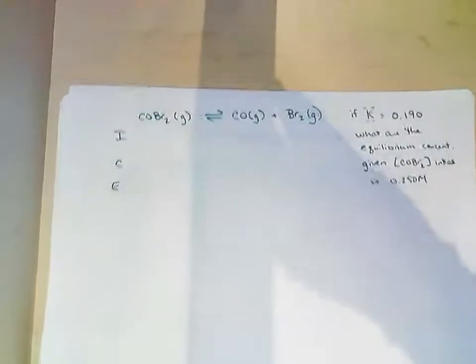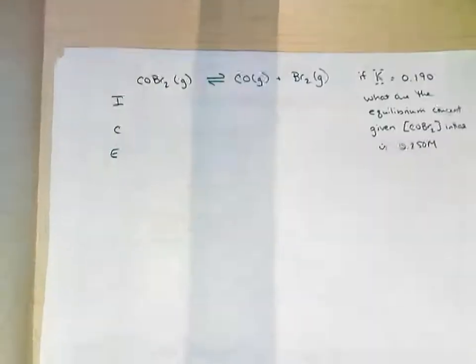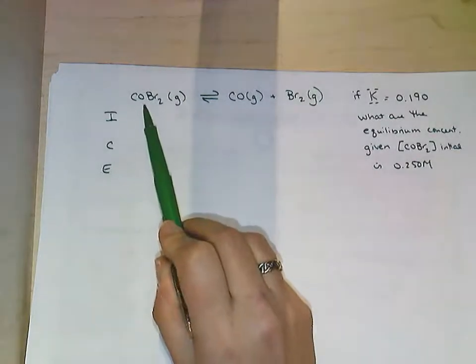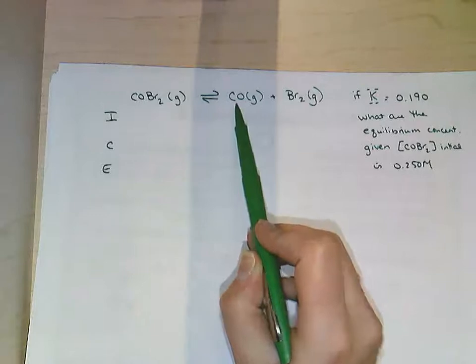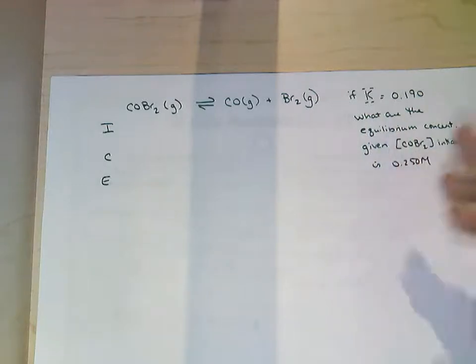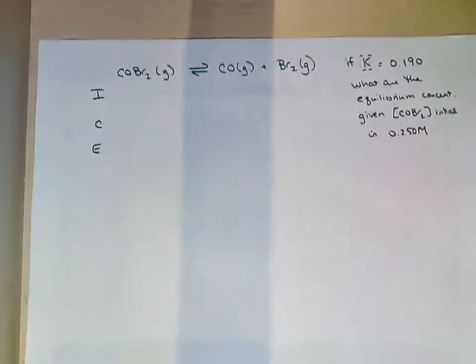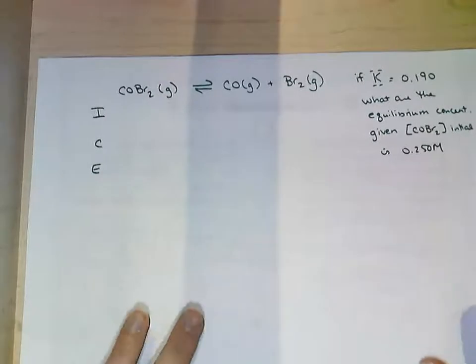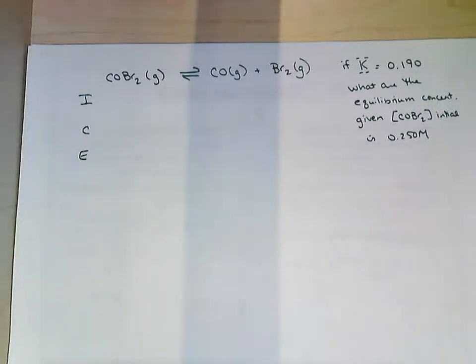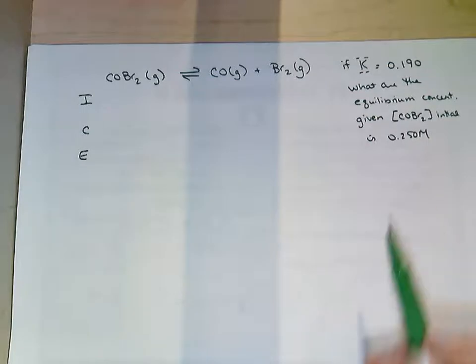Alright, so where we left off last time, we were looking at making these ICE charts. So here we have another reaction. We have COBr2 in equilibrium with carbon monoxide and bromine gas. If I know that the equilibrium constant is 0.190, the question is, what are going to be the equilibrium concentrations given the equilibrium constant, and that I know there's an initial concentration of COBr2, which is 0.250 molar.